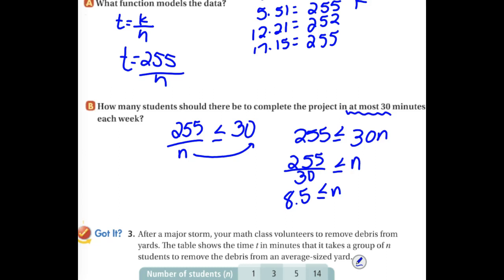Okay, I'm hearing 8, I'm hearing 9. I'm going to pause the recording. I want you guys to talk at your table. Which one's going to work?